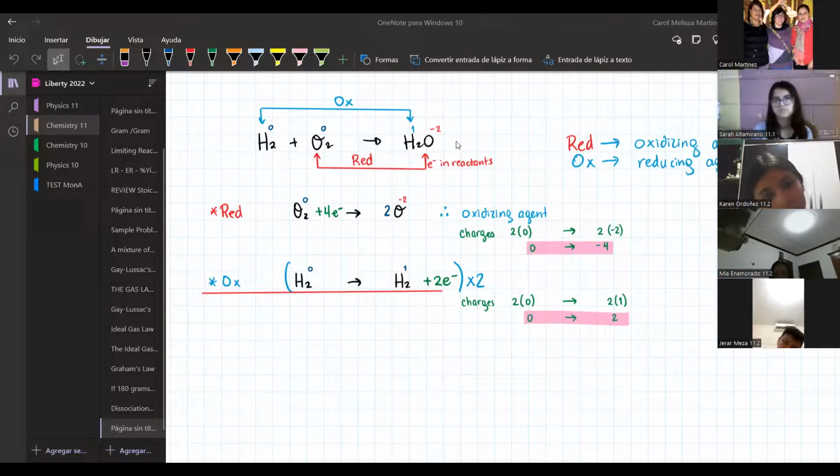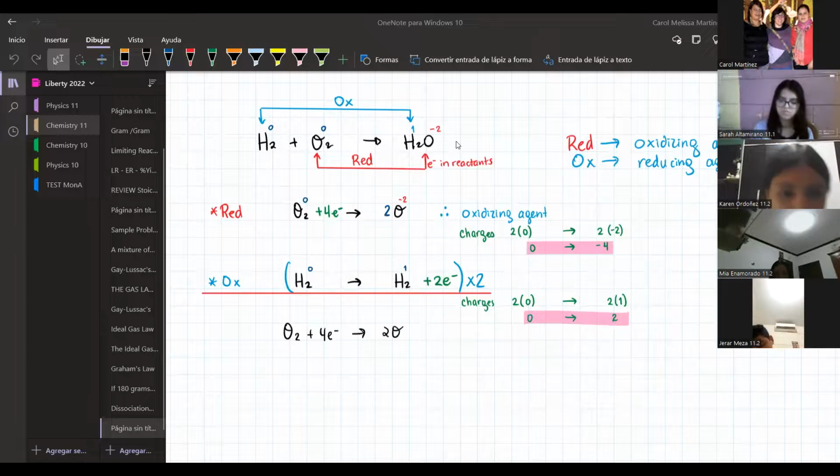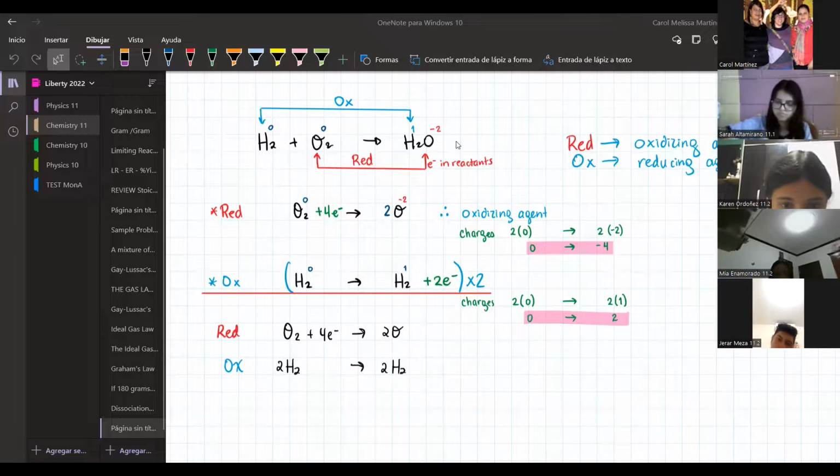It's going to give you O2 plus 4 electrons, producing 2O. And in oxidation, it's going to give you twice the formula that you had initially. You're going to have 2H2 producing 2H2 plus 4 electrons.